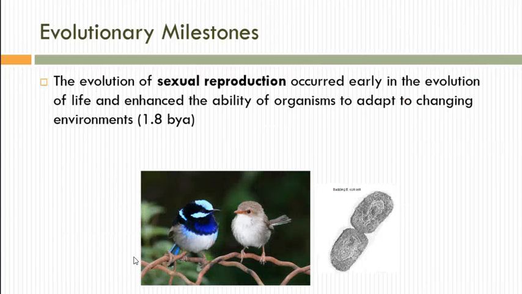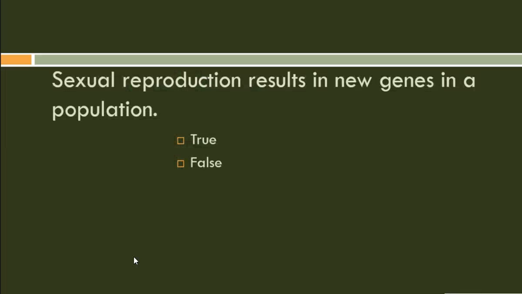Next thing is sexual reproduction. Sexual reproduction occurs early on in the evolution of life, about 1.8 billion years ago. Now, that's 2 billion years after life evolves, but it's still a long time ago. The great thing about this is you get this wonderful variety, because you have these 2 different parents, you have recombination. It's great.